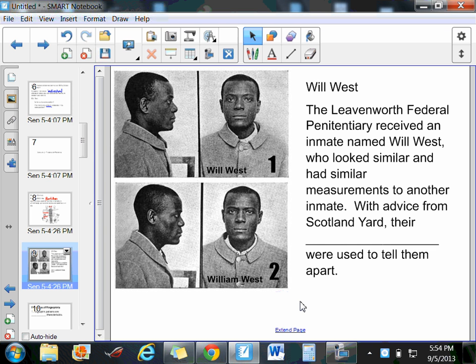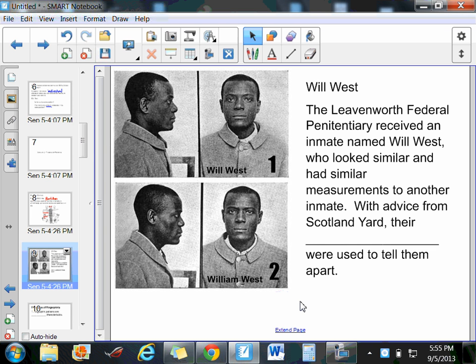Now it gets even stranger, right? William West had actually been admitted to the prison 2 years before. They did not know each other. So this guy had like a doppelganger with the same name. And the admitting officer was like, I don't know what to do. We have these two prisoners. They have the same measurements. They have the same name. So I don't know how to tell these two guys apart.